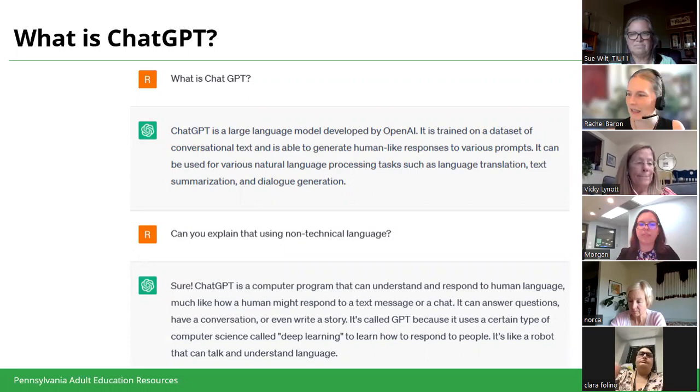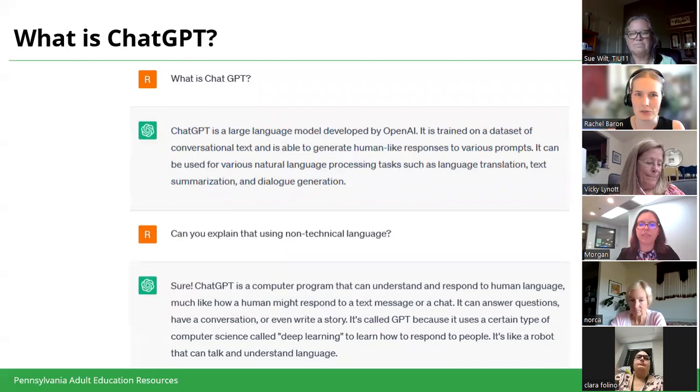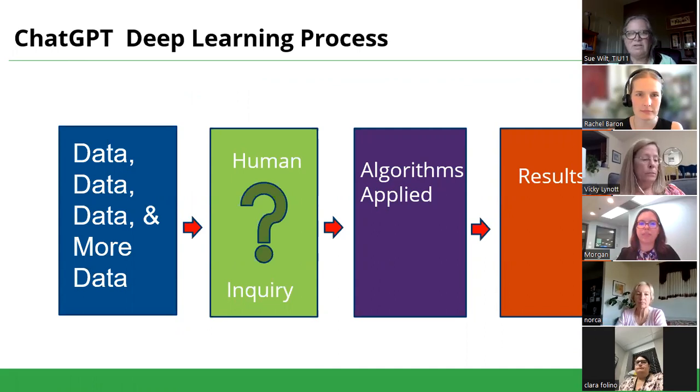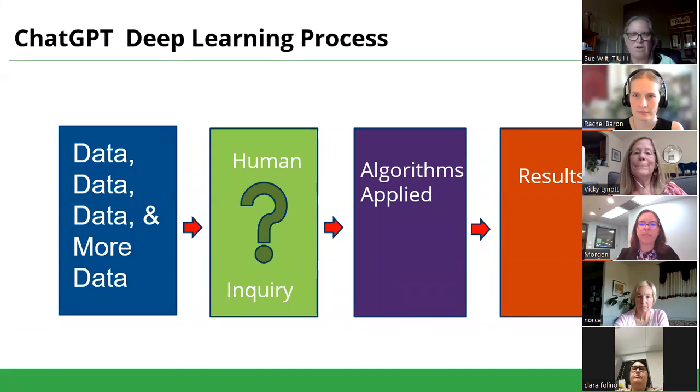Next, here ChatGPT mentioned deep learning, and so Sue's going to talk to us a little bit about that. Right. Okay. So what do we really mean by deep learning? Well, ChatGPT has access to all this data, not just from internet sources. Up until recently, it was sources really that were no newer than September 2021 is what I read, but that's changing. But other kind of research articles.